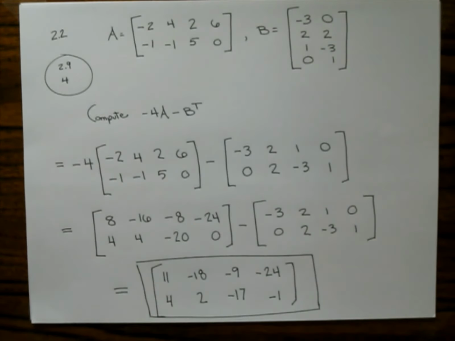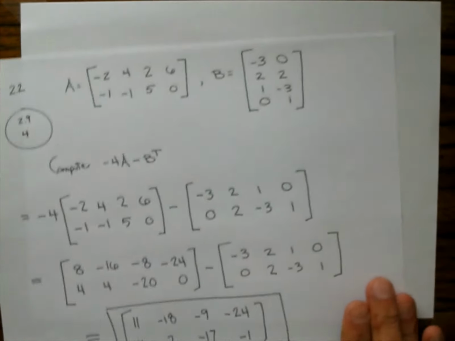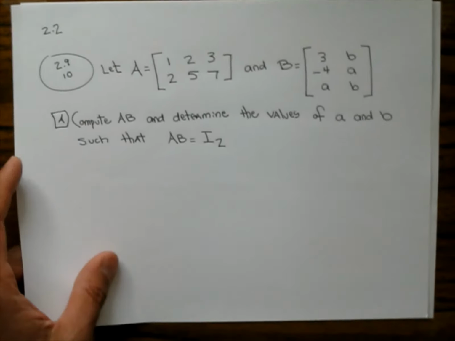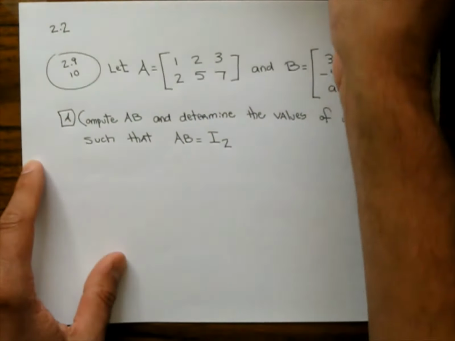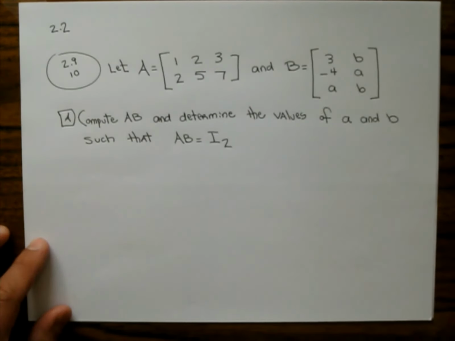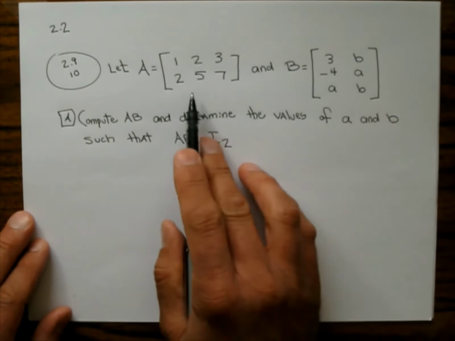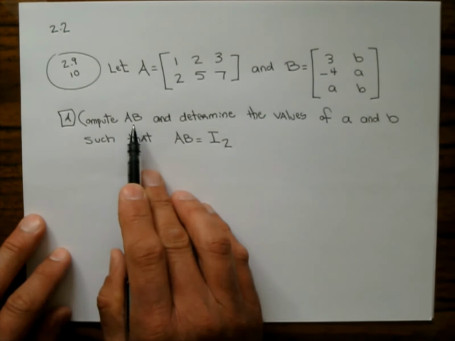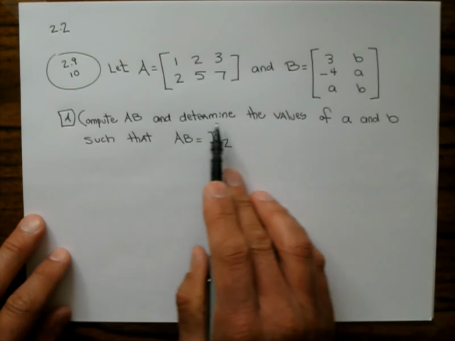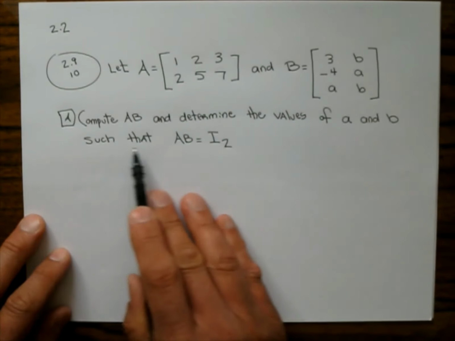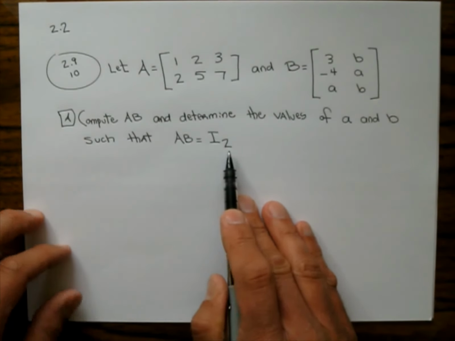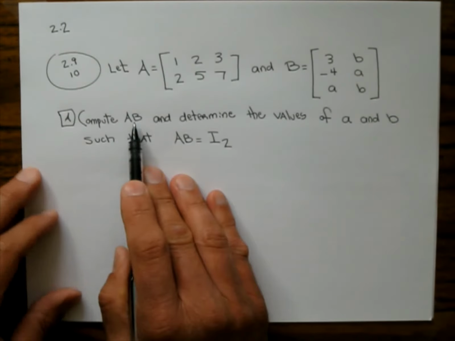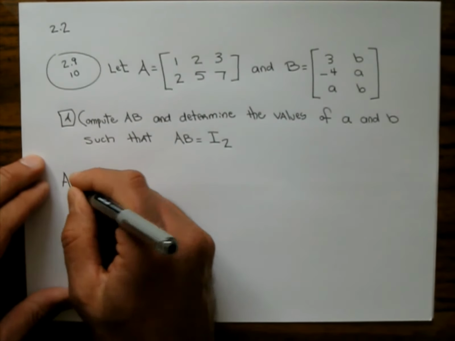more complicated. Let's go ahead and do another 2.2 question, which I'm going to grab from the review. 2.9, number 10. You have these two matrices, A and B, and it asks me to compute AB. That's the first thing I'm going to do. And then after that, it says determine the values of a and b such that AB equals I2. Okay, first let's compute AB.